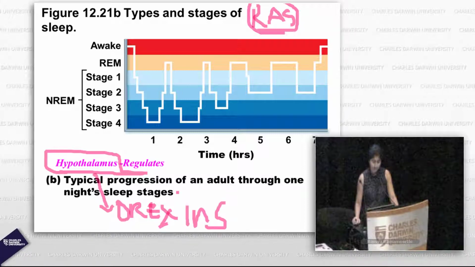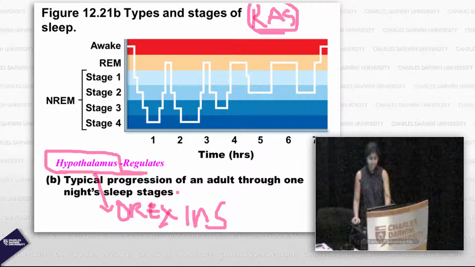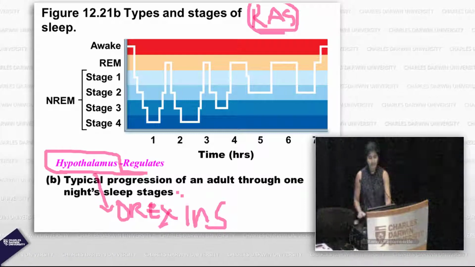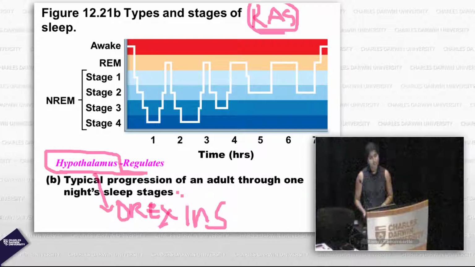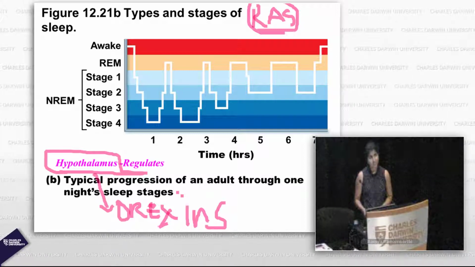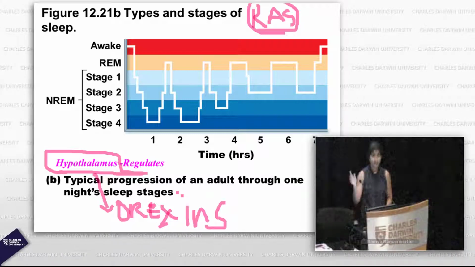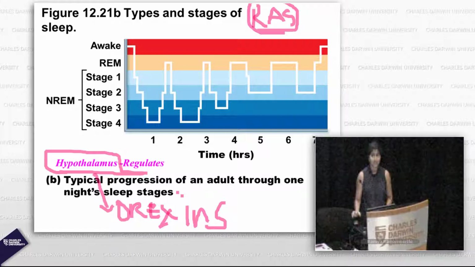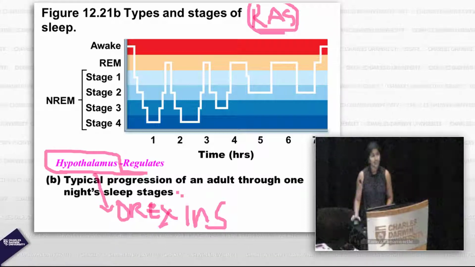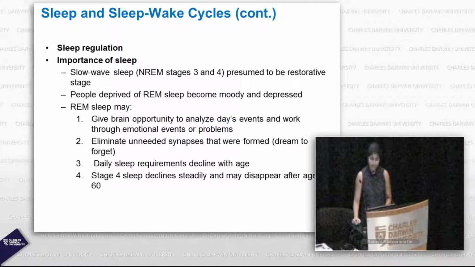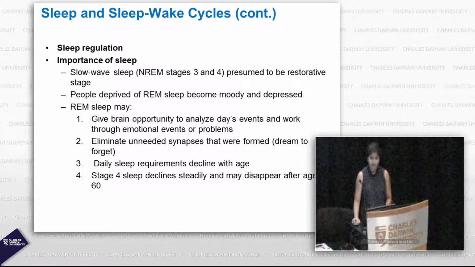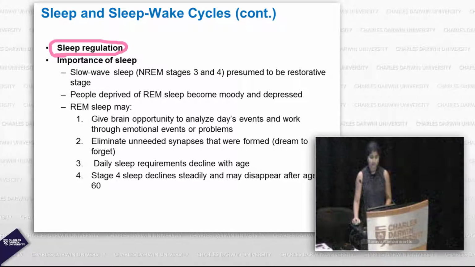Okay, and do you remember the nucleus that we talked about that mediates your sleep and wake cycle in the hypothalamus? What is that? No, that's a different structure. Again, a nucleus, that was the suprachiasmatic nucleus. Yes, very good. So sleep regulation is again looked after by the hypothalamus.